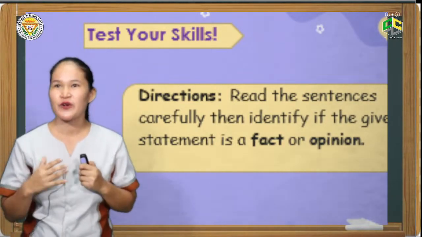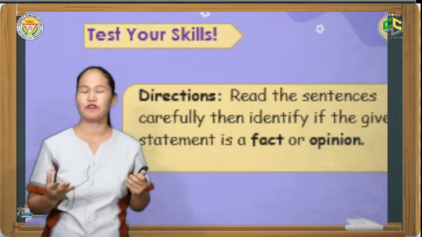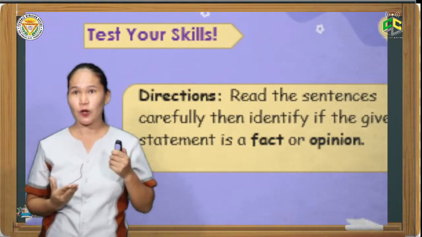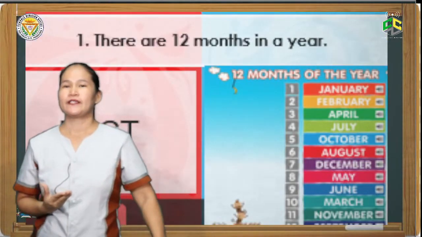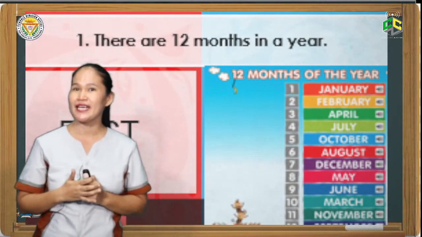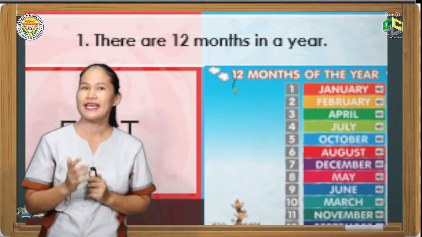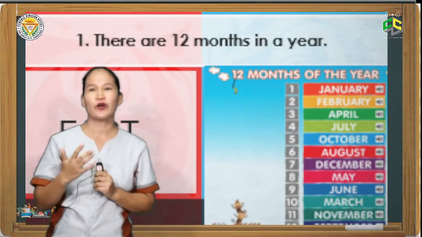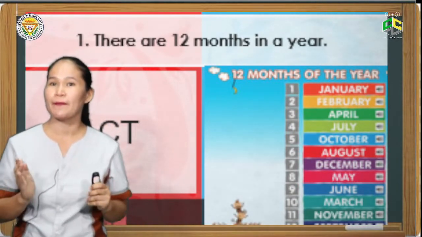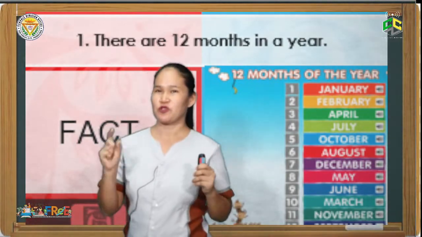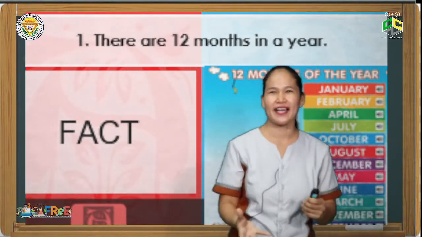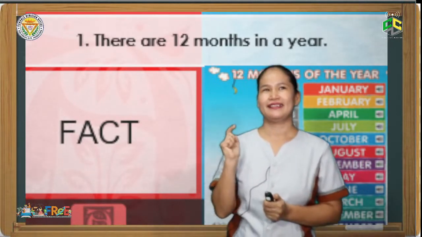Okay, let me help you. Read the sentences carefully, then identify if the given statement is a fact or opinion. Okay, learners, if the letter of your answer turns green and it produces a chime sound, it means that your answer is correct. If it turns red, then you need to think more about your answer. So, let's get started.